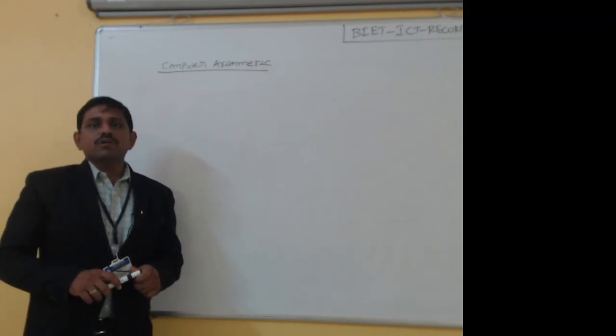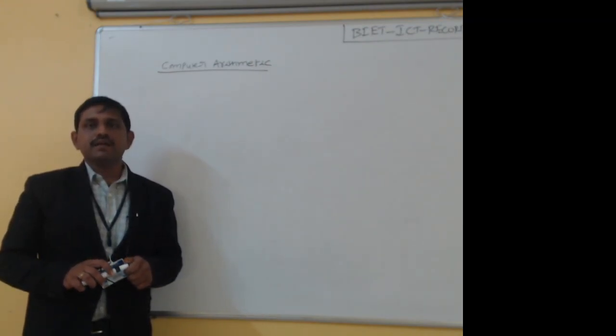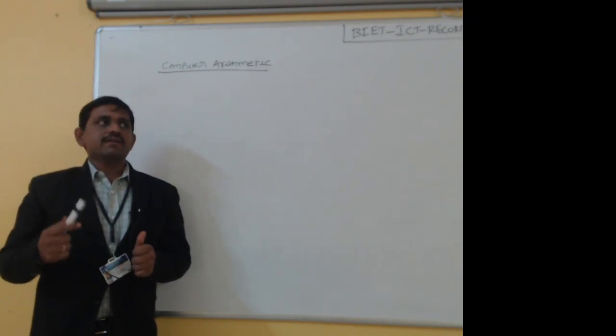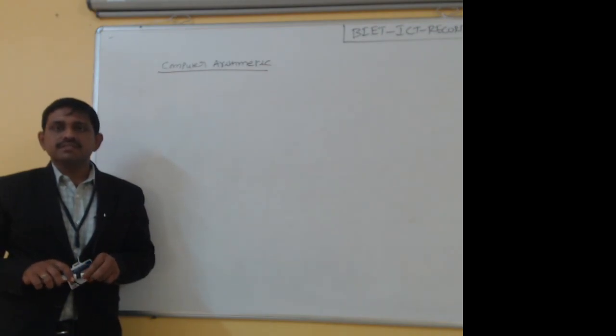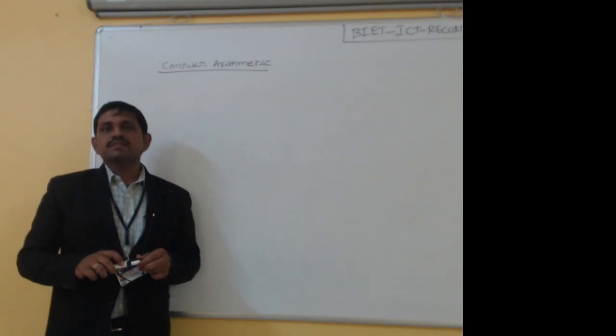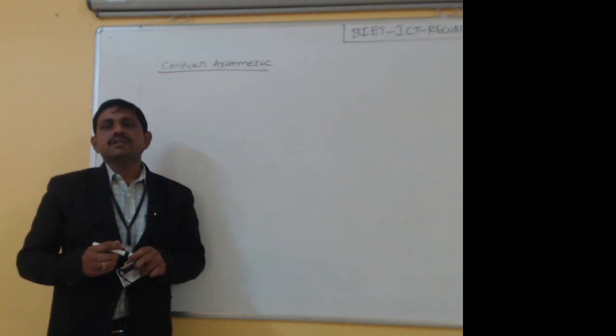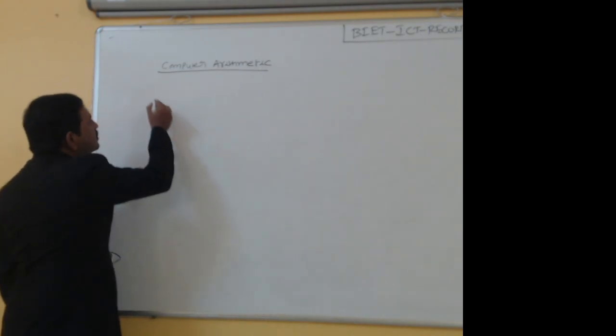Now, our topic today is computer arithmetic. In this, the computer arithmetic processor can execute four types of instructions: addition, multiplication, subtraction, and division. Here, first we have to discuss addition and subtraction. Addition.